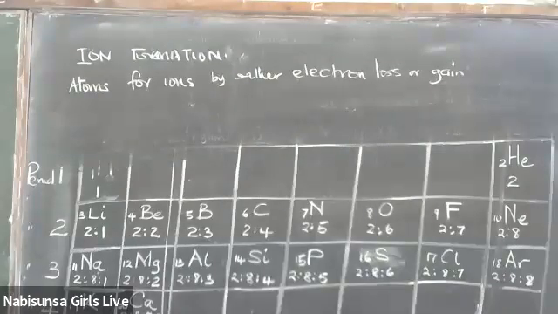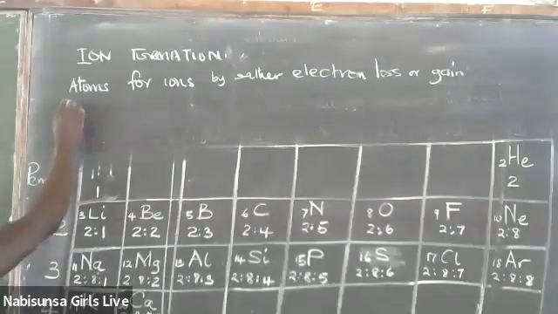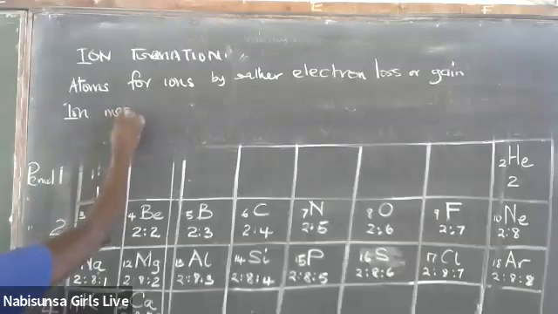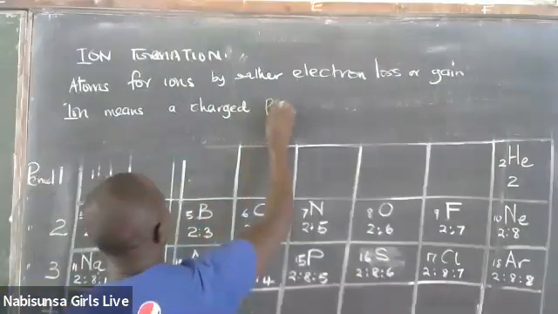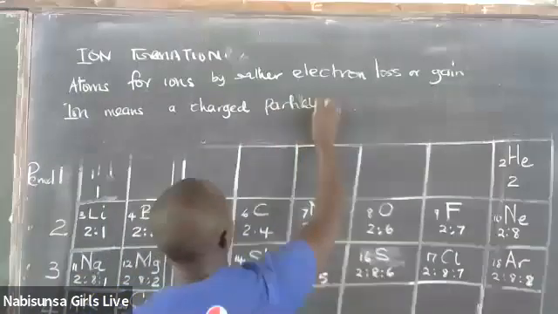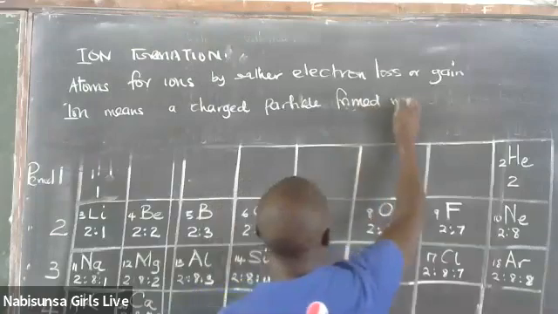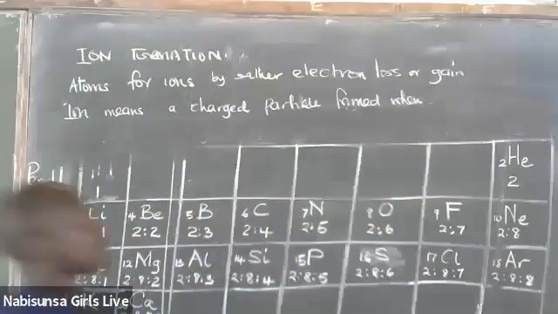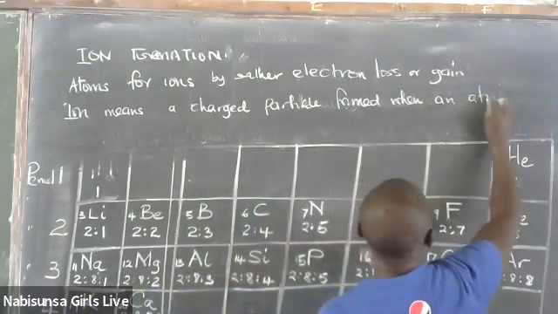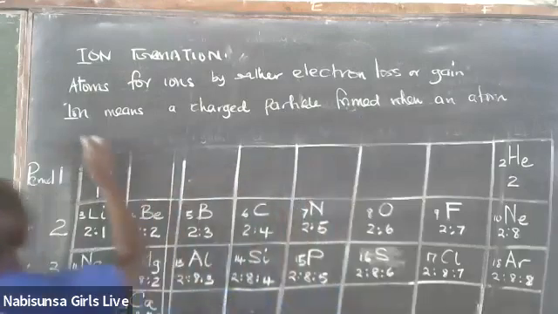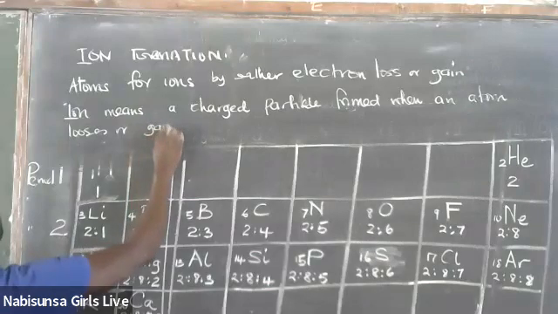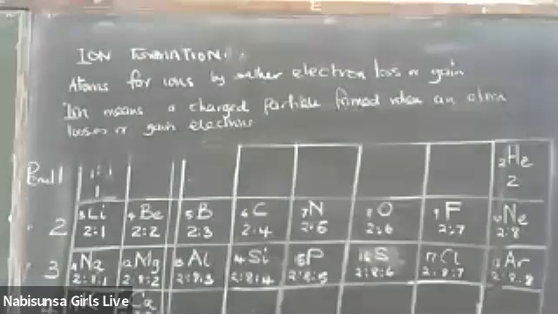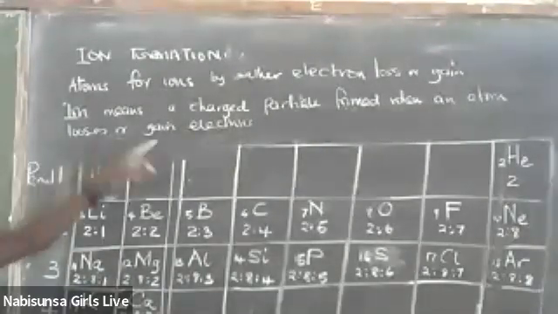So what is an ion? By definition, the word ion means a charged particle. A charged particle formed when an atom loses or gains electrons. From my discussion with you, which electrons will gain or be lost? Which money will be spent? The money in the pocket.